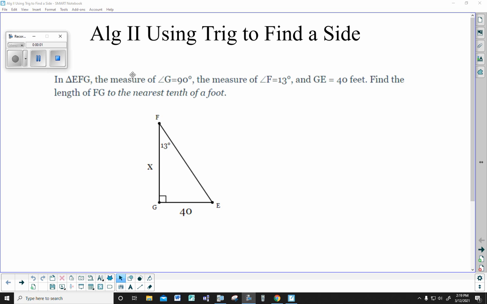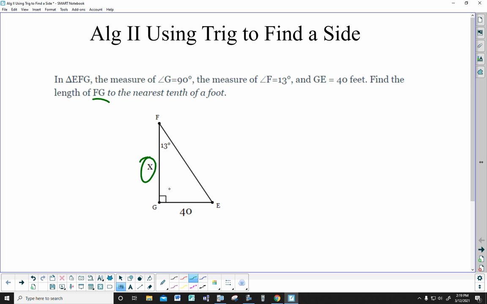Hello everybody. So this is using trig to find a side. Okay, so it says I want you to find the length of FG to the nearest foot. So this is FG, so this side. The only angle you know is this one. Yes, it's a right triangle.